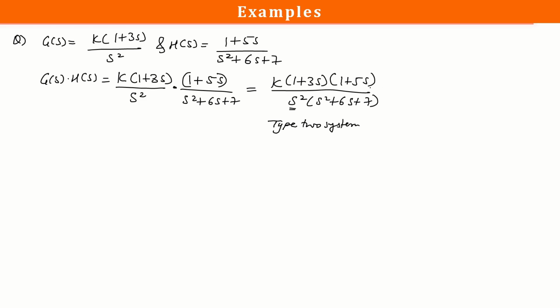Now in order to find the order of the system, we need to multiply this s square inside so that we can have a proper algebraic form. So it will be K(1 plus 3s)(1 plus 5s) upon s raised to 4 plus 6s cube plus 7s square. Here we can see in the denominator the maximum power of s is 4. Based on this we can say that it is a fourth order system.